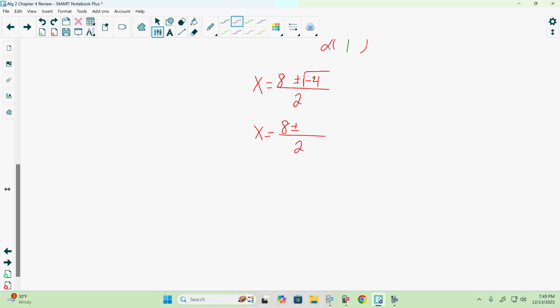Now the square root of negative 4, that negative is going to come out as i. Now what that leaves us with is the square root of 4. Now the square root of 4 is 2, so it's telling us that the square root of negative 4 is 2i.